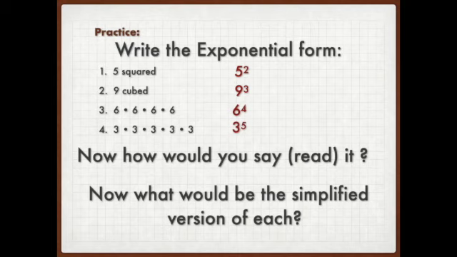Okay, and what would be the simplified answers? 5 times 5 is 25. 9 times 9 is 729. Remember, it's not 9 times 3. I was even tempted to say that. It's 9 times 9 times 9. And then this is not 6 times 4. This is 6 times 6 times 6 times 6. Okay? And then the simplified form for 3 to the 5th power is 243.